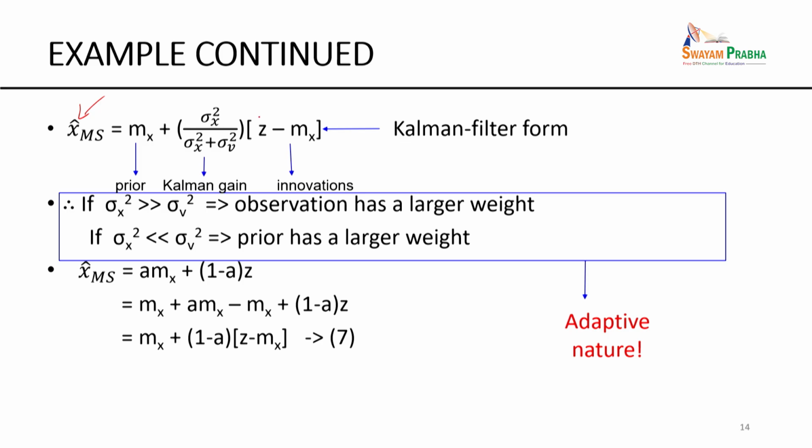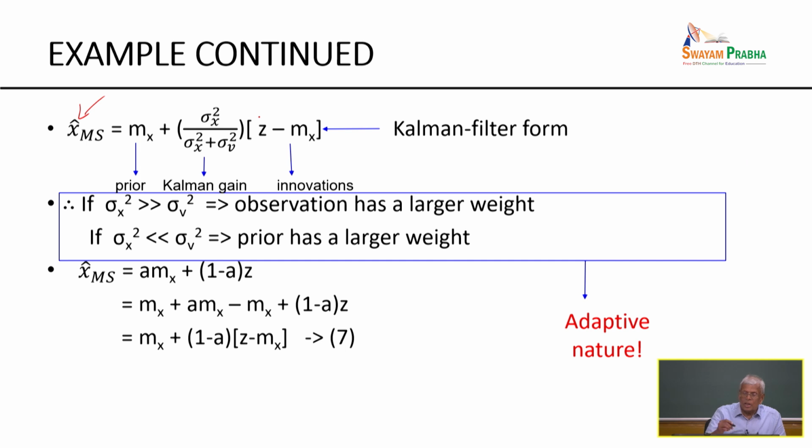What is z? The observation. What is z minus mfx? That's called innovation. Please understand, if you didn't have an observation, the only information you have is the prior. When the observation comes in, I want to find out what new information the observation is going to provide on top of the prior. So z minus mfx is the new additional information that I get out of the observation on top of what the prior has already given me.